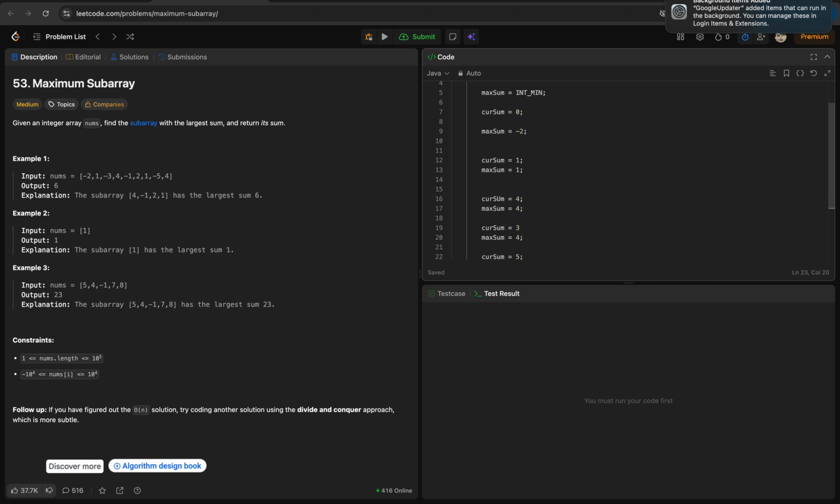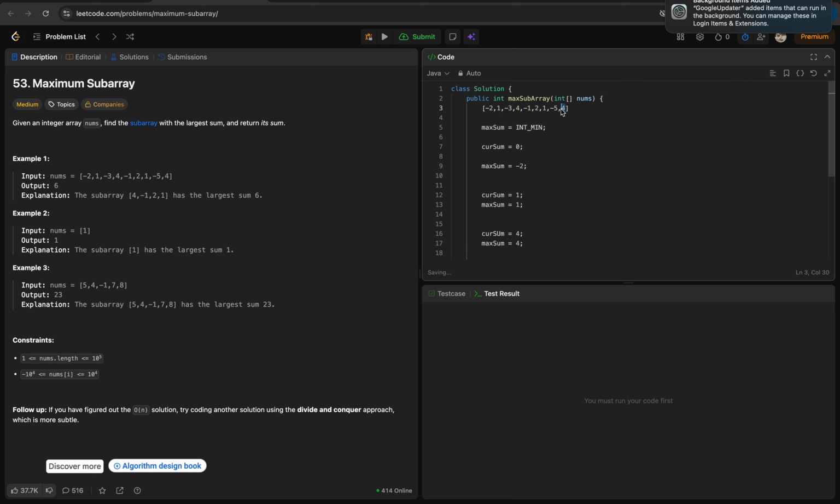right? And we will take it forward, and then we have -5. On adding -5, it will become 0, right? Current sum will become 0, we'll still keep it, and max sum will also remain 5, and then at next iteration we have 4. Now on adding 4, current will become 4 and max will remain 5.